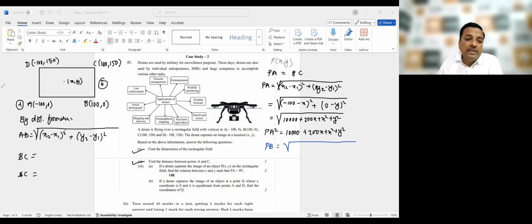Now we have to find PC. It will be PC, right? Yes, it is PC. (x2 minus x1) whole square plus (y2 minus y1) whole square.